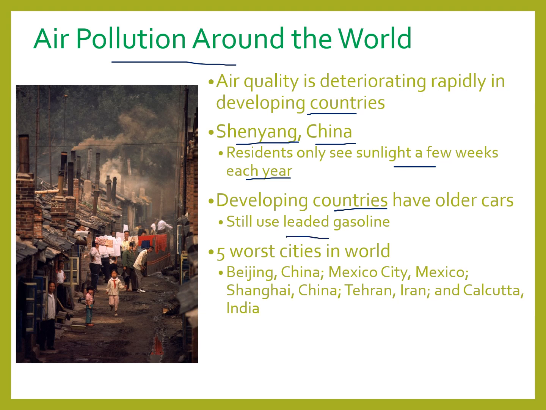The five worst cities in the world are Beijing, China; Mexico City, Mexico; Shanghai, China; Tehran, Iran; and Calcutta in India. So air pollution is a concern increasing day by day in all the major cities around the globe, and if it is not controlled properly, it results in global issues like global warming, acid rain, and ozone depletion.